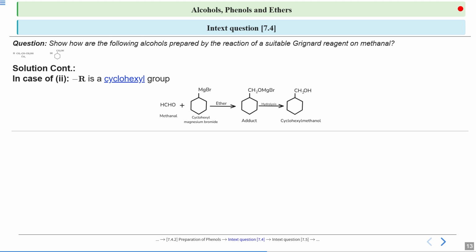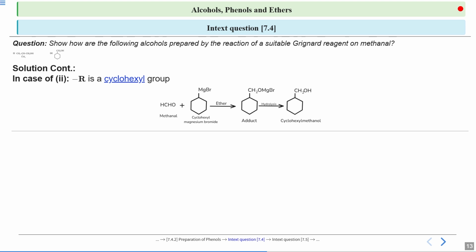The first step involves the reaction of methanal, or formaldehyde, with cyclohexyl magnesium bromide, a suitable Grignard reagent, to give us an adduct after the reaction in ether, that is cyclohexane attached to CH2OMgBr. This is an adduct. Now it undergoes acid hydrolysis in the presence of water. This is the second step, and you will get cyclohexyl methanol, which is already given in our second part of the question, and you will get your final product as a primary alcohol.